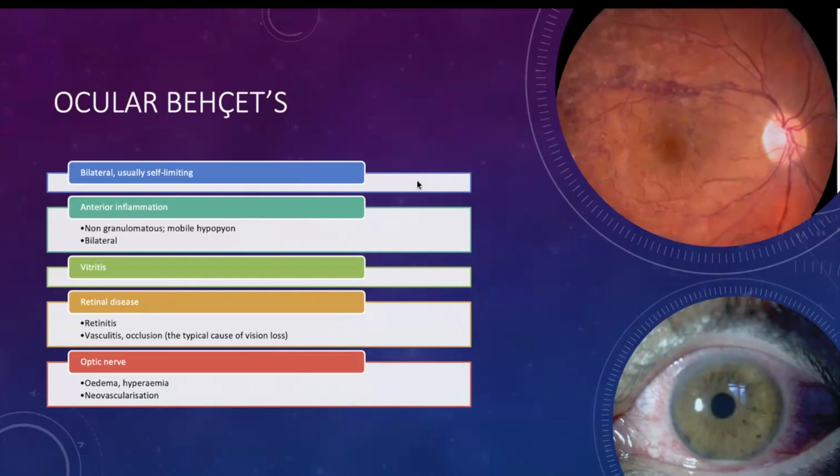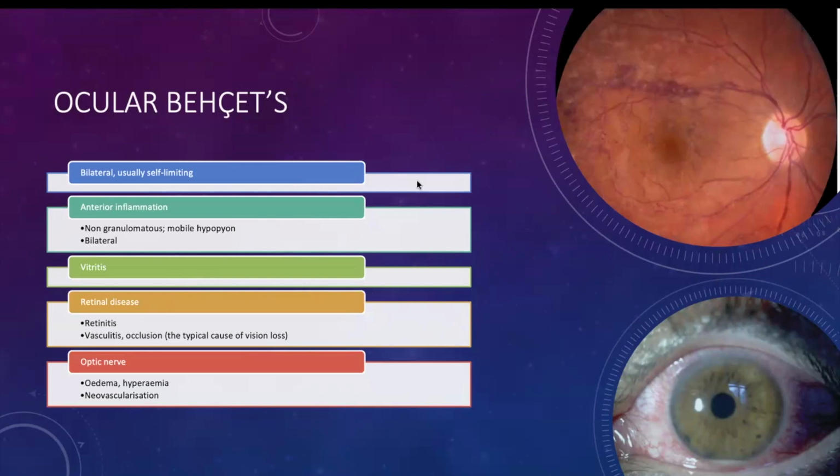You may find, in your SBAs when you're in your exams, you may come across this sort of idea of a mobile hypopyon, and it will almost always be bilateral. They may have a vitritis. The retina can be involved, either with a retinitis that doesn't leave any scarring behind once it settles down, but they can also have a vasculitis.